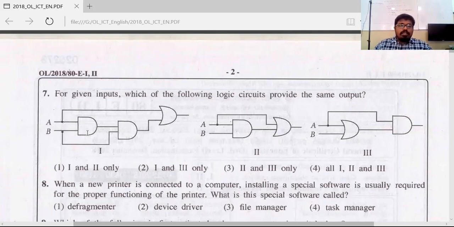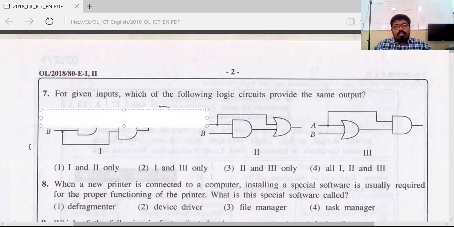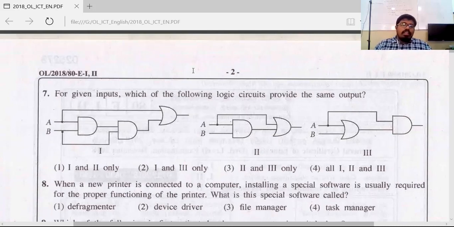Here you can see, are there any ideas to find the answer as soon as possible? Any ideas? If you have, you can convey. Because it's an MCQ question, you have to answer it as soon as possible. So this is AND gate, OR gate. This is AND gate, NOR gate. OR gate. This is OR gate. This is AND gate. So how to do this?